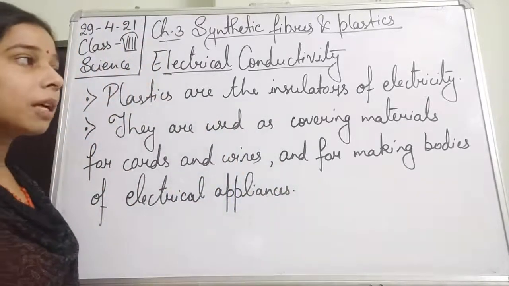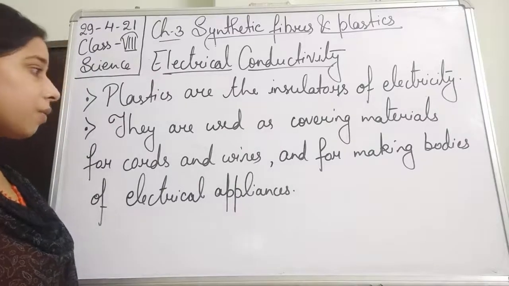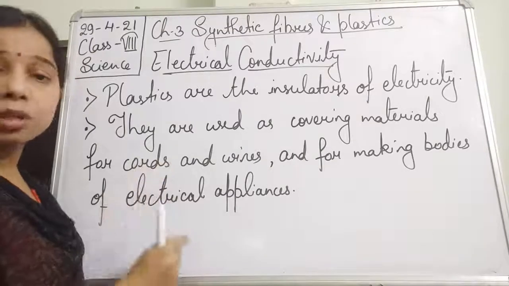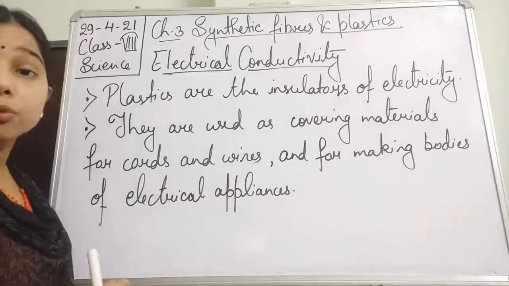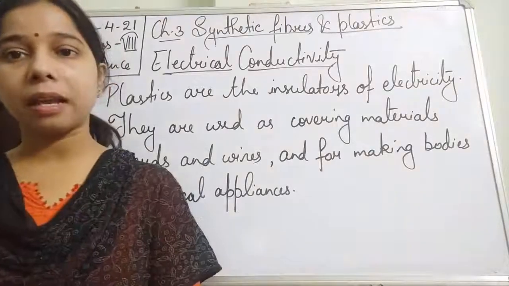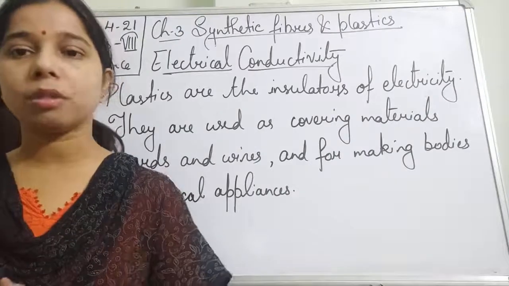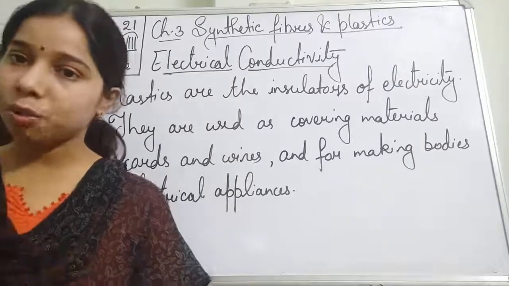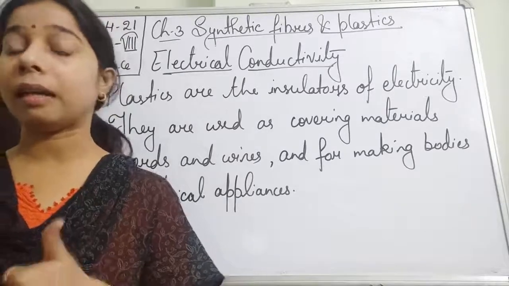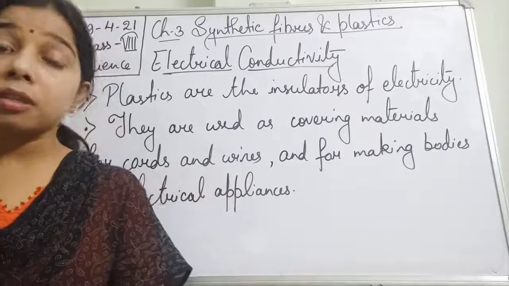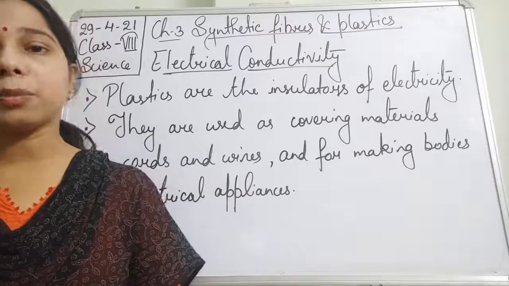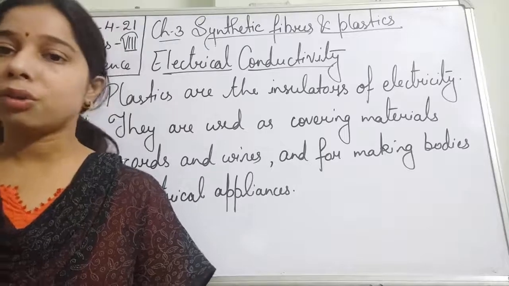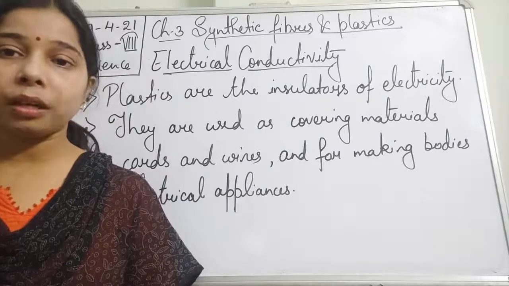Okay, so plastics are what? These are the insulators of electricity. They are used as a covering material. Covering material for what, students? For the cords, for the wires, as well as for making the bodies of the electrical appliances. The electrical appliances that we use in our home are also covered with plastic, which acts as an insulator and helps in protecting us from getting any kind of electric shock. So this is another property of plastic, that they are insulators not only of heat but also of electricity, and this is how we can use this property.